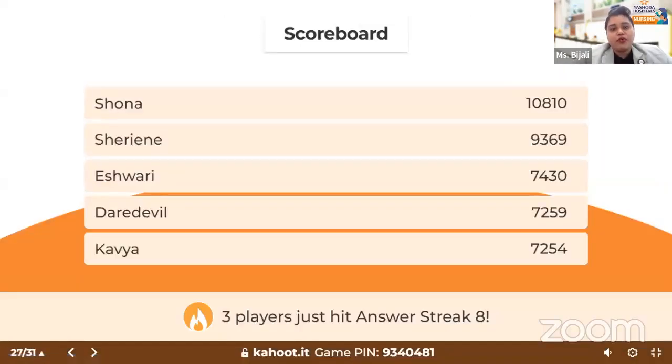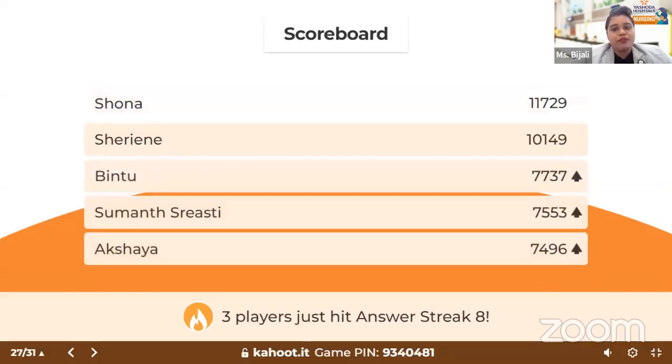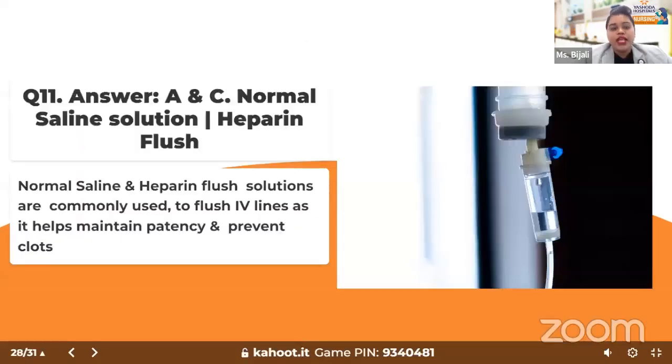So next, on the board, we can see again Shona has come up. That is great effort you are doing. Keep going and keep doing it. And next we can see the second and Bindu on the third. And here is the rationale. We can see normal saline and heparin flush solutions are commonly used to flush the IV lines. It helps maintain the patency and prevent clots.